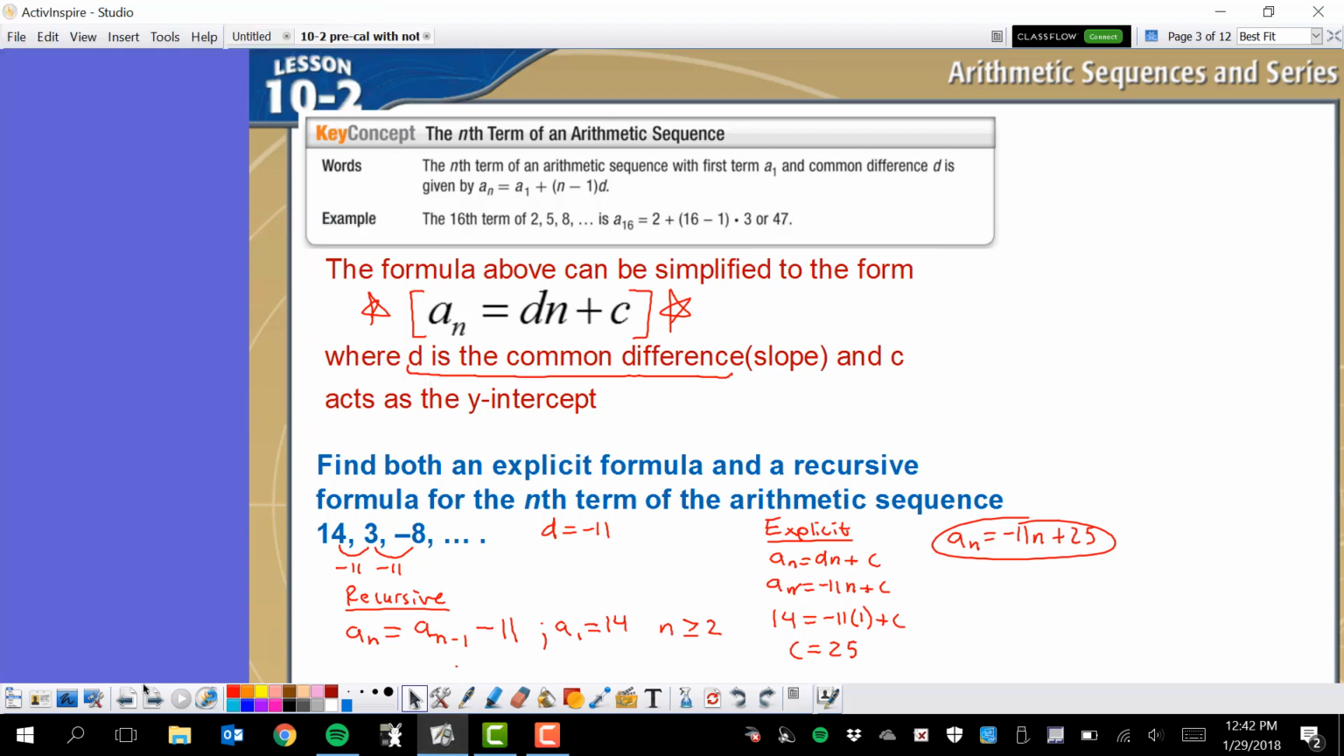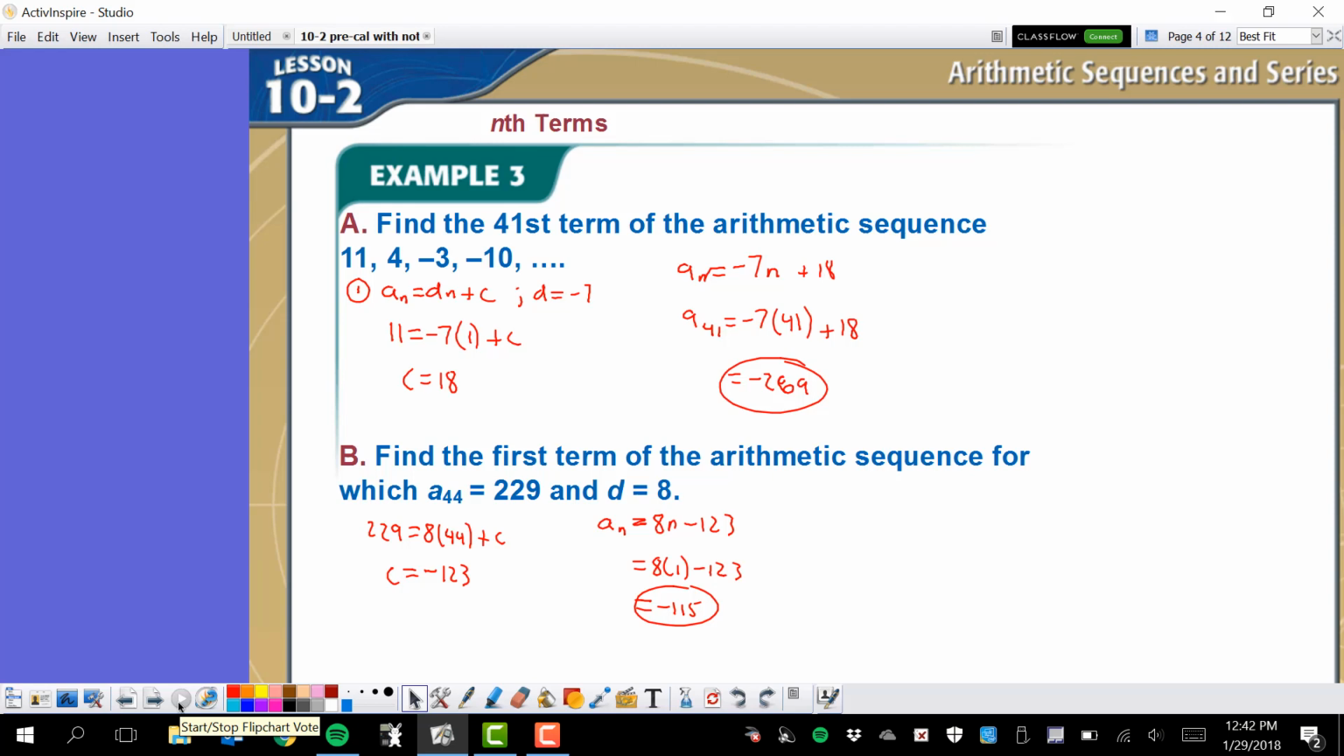All right, so let's keep moving. Okay, here's the next way that you could be asked a question in 10.2. It says find the 41st term of the arithmetic sequence, 11, 4, negative 3, negative 10, and so on. This pattern would continue forever. So the first thing you want to identify, obviously, is the common difference. And it doesn't take you long to identify the common difference as minus 7.